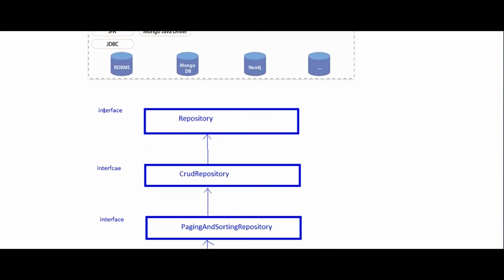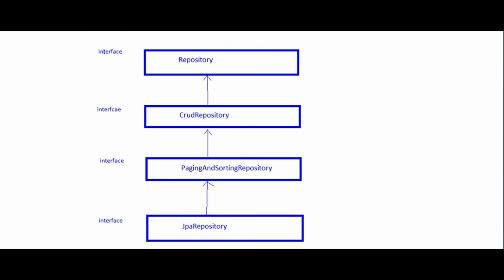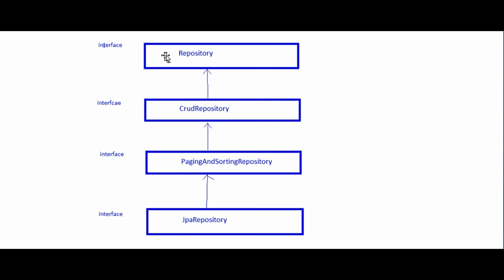And this is the basic hierarchy for Spring Data JPA. We have the repository, which is inherited by the CRUD repository, and then this is inherited by the paging and sorting repository, and this is inherited by the JPA repository, right?